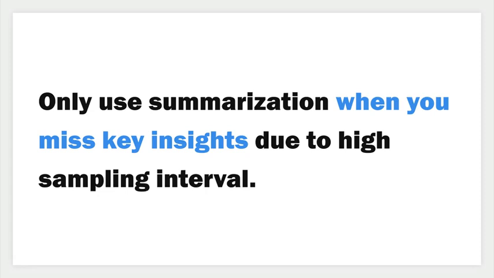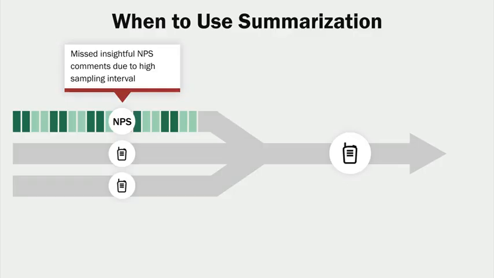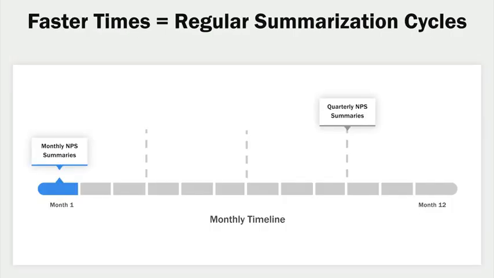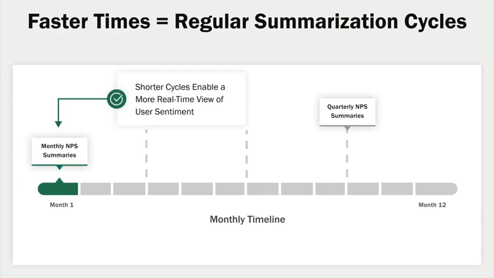As a result, we recommend using summarization only when you are starting to miss key user insights due to a high sampling interval. To navigate the downsides of summarization, you can do 2 things: faster summarization times, or more user verbatims. The first thing you can do is aim for more regular summarization cycles. For example, instead of having quarterly NPS summaries, ask for monthly NPS summaries instead. These shorter cycles enable you to get closer to a more real-time view of user sentiment.